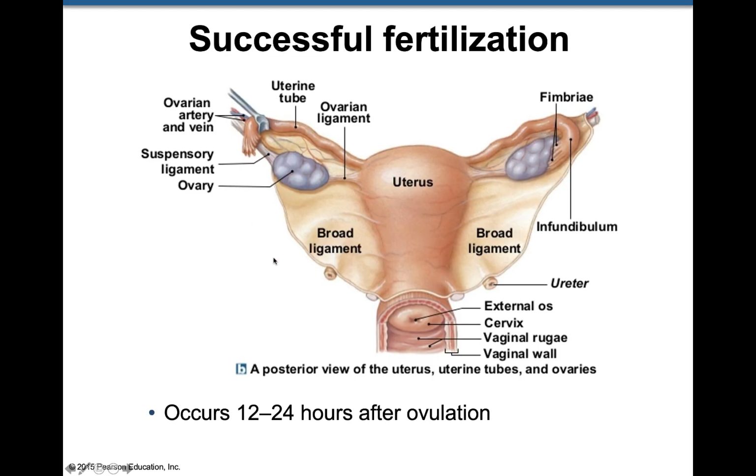So successful fertilization happens 12 to 24 hours after ovulation. The egg is going to pop out of the ovary and start traveling in the uterine tubes to the uterus. And fertilization is going to happen in the distal end of the uterine tube.